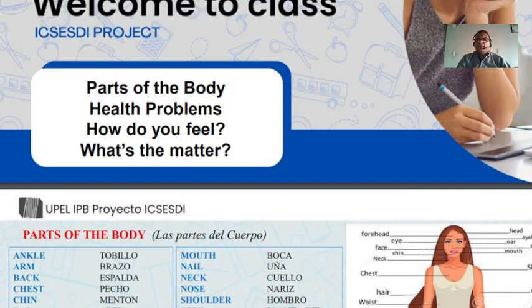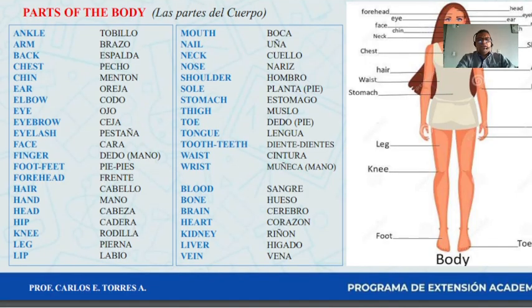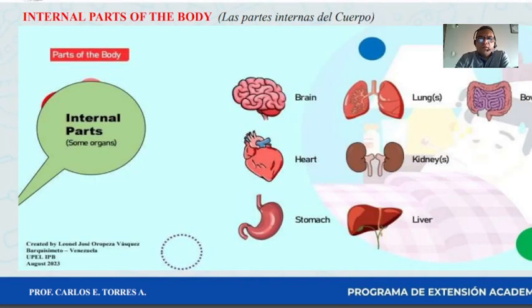In this slide we can see the vocabulary related with the parts of the body. We can mention something like the ankle, the arm, the back, chest, shin, and so on. So the idea is that you can identify the external parts of the body and the internal parts too. By the way, almost everybody talks about the external part of the human body, but what about the internal part?